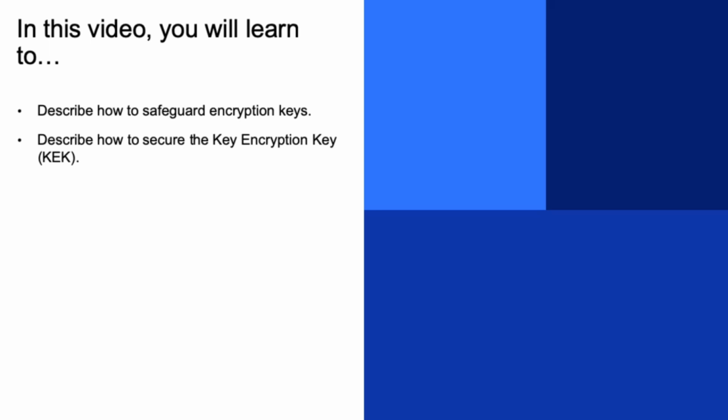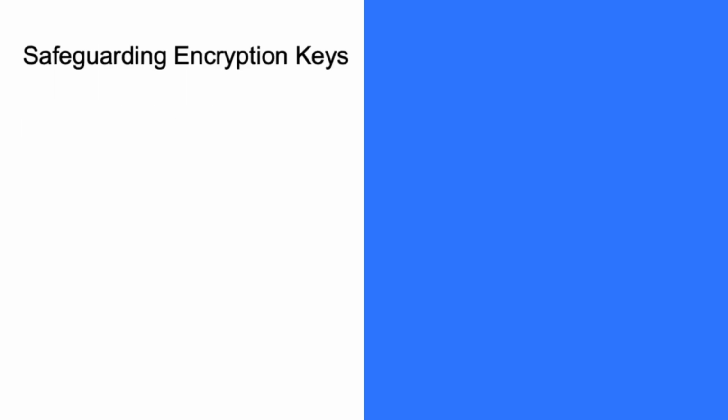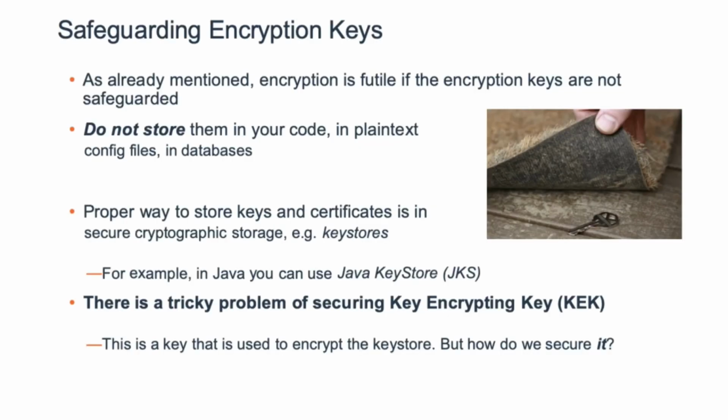In this video, you will learn to describe how to safeguard encryption keys and how to secure the key encryption key. So, as I mentioned before, safeguarding encryption keys is extremely important. Your solution is only as safe as the safety of your keys. Do not store them in your code, in config files, or in databases, in plain text. Unfortunately, we see that from time to time. It's just not safe. The proper way to store them is in secure cryptographic storage, something called key stores.